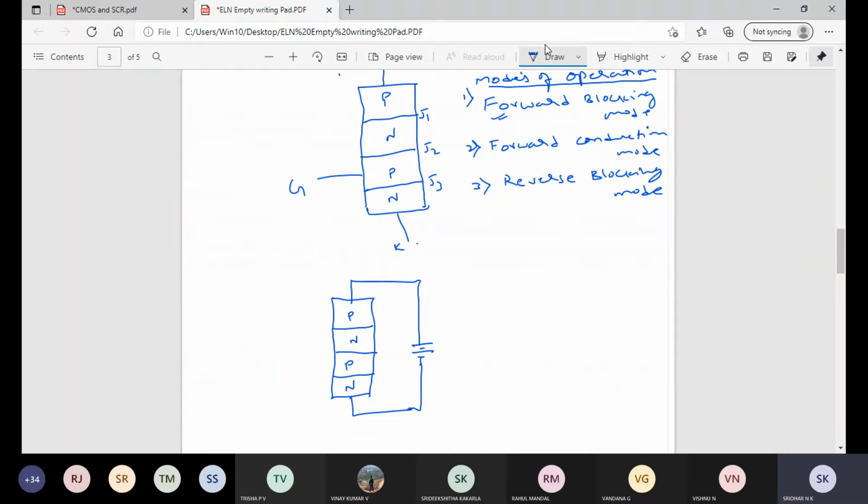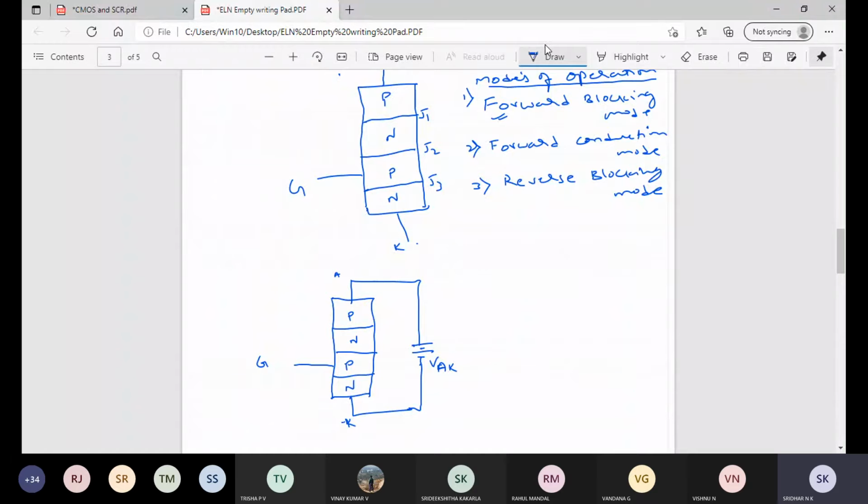Forward bias means the P type is connected to the positive and the N type is connected to the negative. I'll term this as VF because it is forward biased, or sometimes you can represent it as VAK also, because it is connected between anode and cathode. That's why this voltage is termed as VAK. And this is the gate. I'm not applying the gate signal.